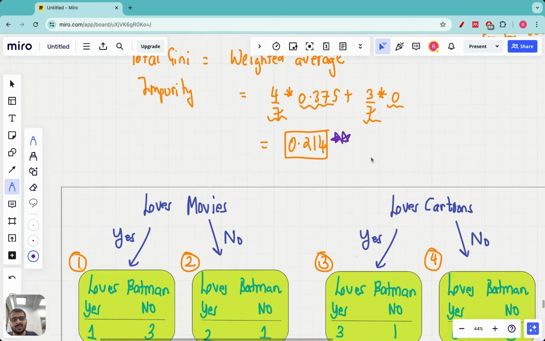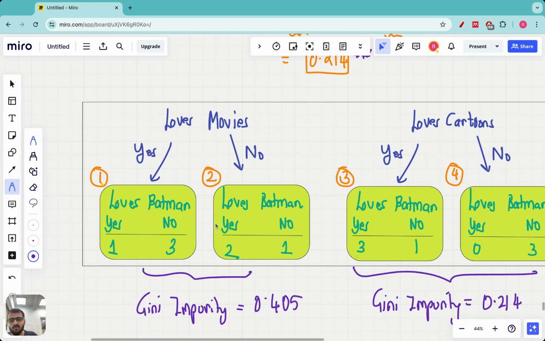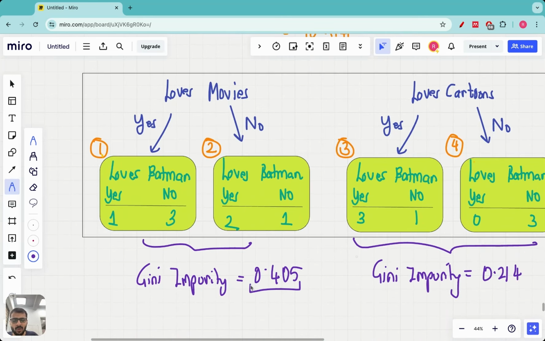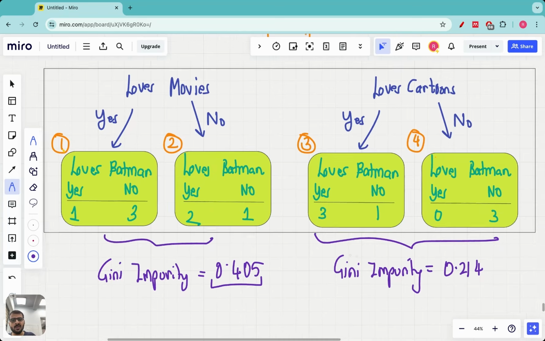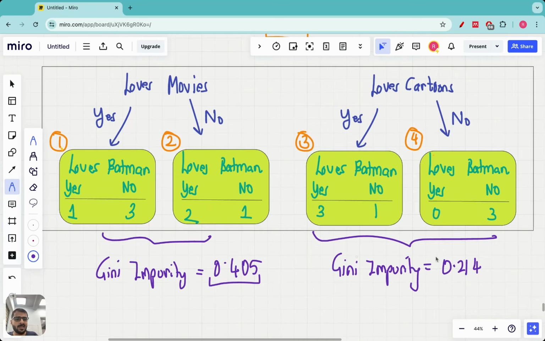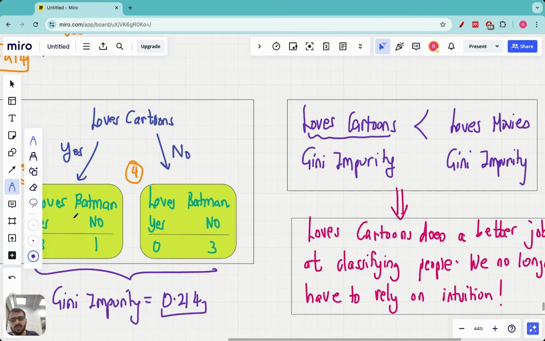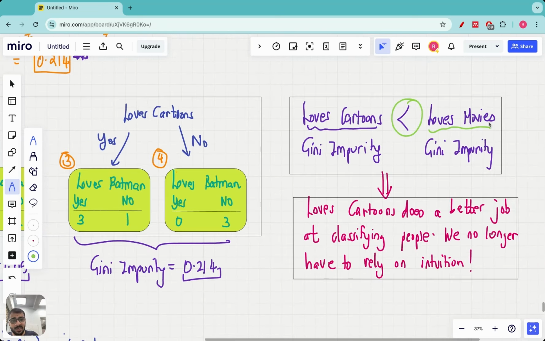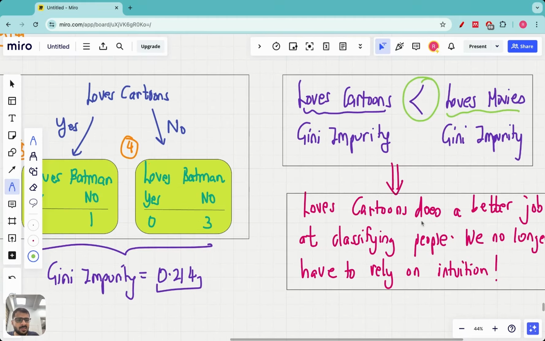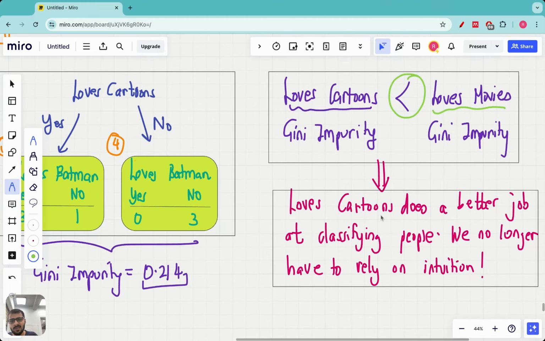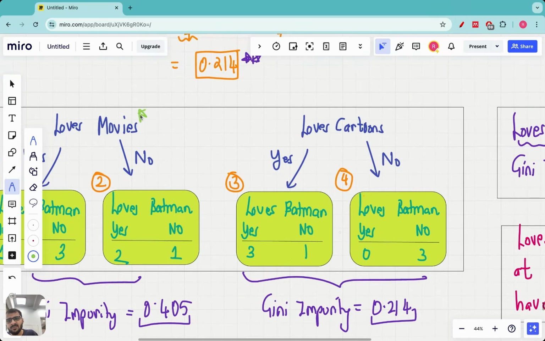Now let us compare the Gini impurities of both these questions. For Love's movies, we calculated the Gini impurity to be 0.405, and for Love's cartoons, we calculated it to be 0.214. So the Gini impurity for the Love's cartoons question is lower than for the Love's movies question. Quantitatively, we can say that Love's cartoons does a better job at classifying the people, so we should definitely prioritize this question over the Love's movies question.